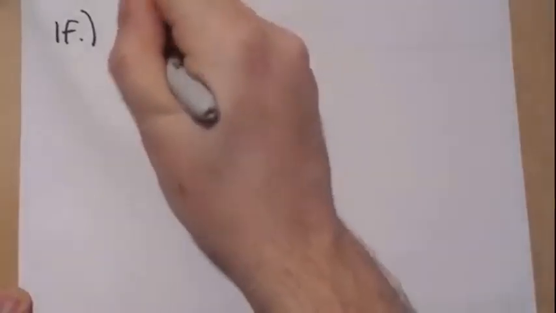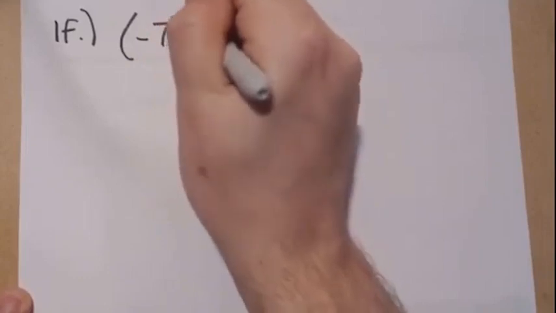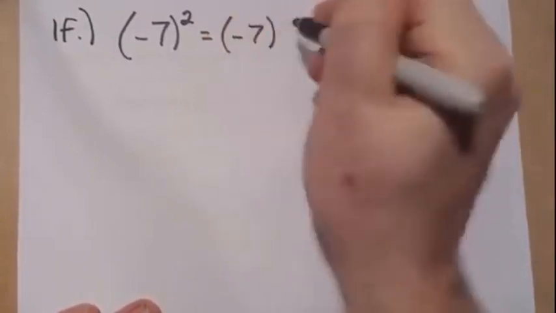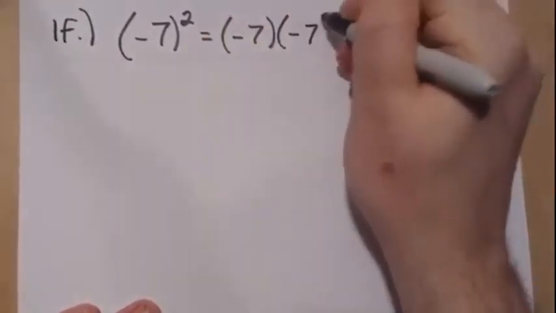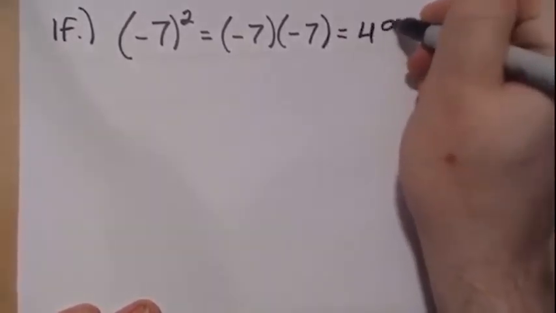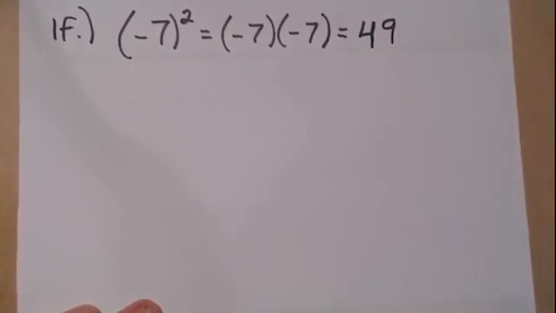One F. Now we have negative 7 squared with parentheses. That means that it is the entire negative 7 that we're squaring. Negative times negative is positive. So positive 49.